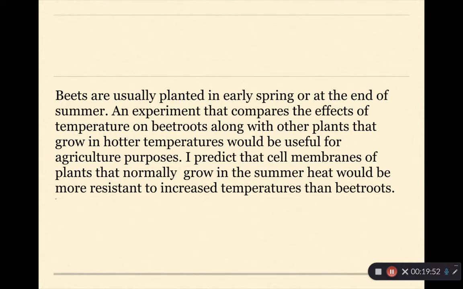Beets are usually planted in early spring or at the end of summer. An experiment that compares the effects of temperature on beetroots along with other plants that grow in hotter temperatures would be useful for agricultural purposes. I predict that some membranes of plants that normally grow in the summer heat will be more resistant to increased temperature than beetroots. All right, so this is giving you an idea of some future experiments and how you think that might turn out. Really, it's giving a rationale. So you're not just pulling this out.